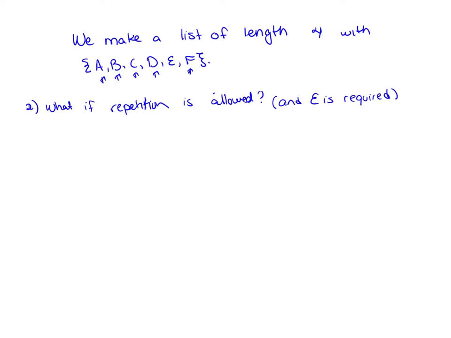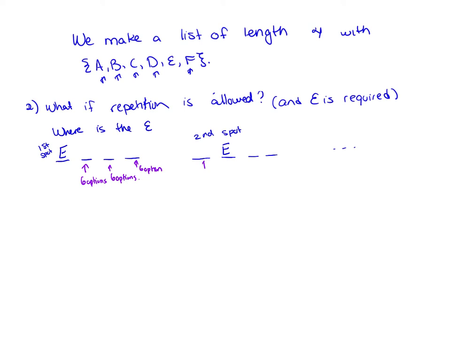So we could try to go back through the same type of argument we did before. We can ask ourselves, where is the E? And I could say, oh, it's either in the first spot, or it's in the second spot, or so forth. So I can have my E here, or I can have my E be here. And then we could start filling in the rest of the letters. But now, since repetition is allowed, there's still going to be 6 options, because it could still be anything. And then another 6 options, and so forth, and 6 options. And over here, we'll have the same thing.